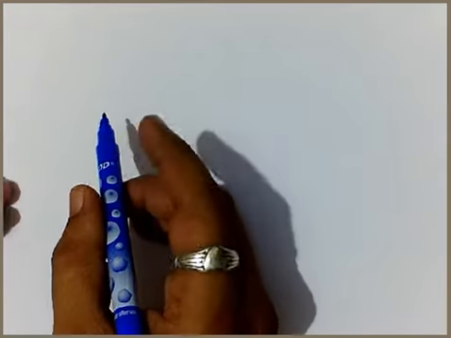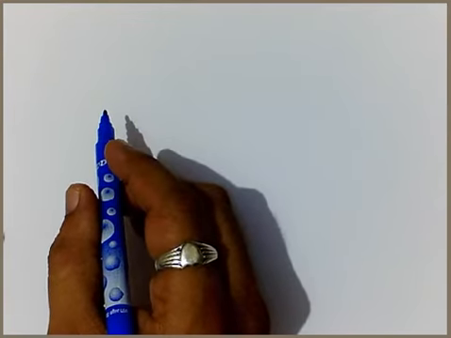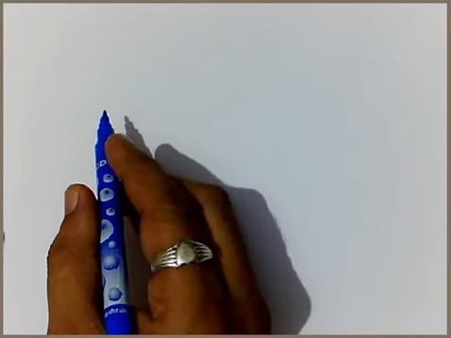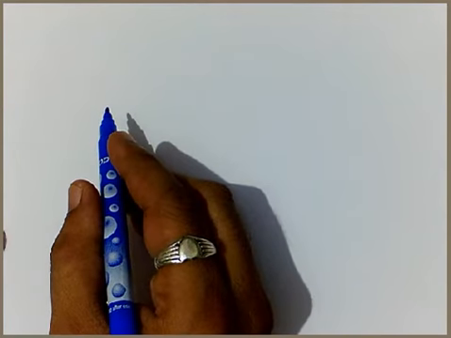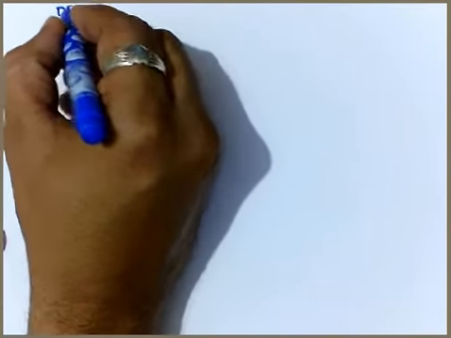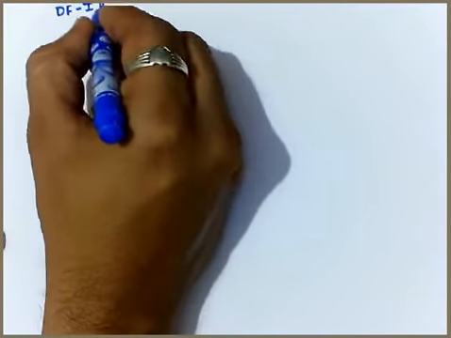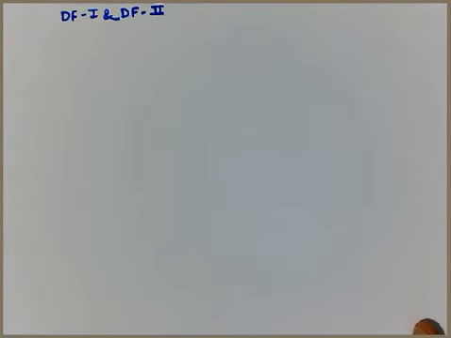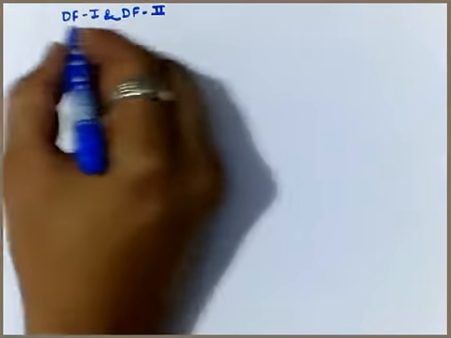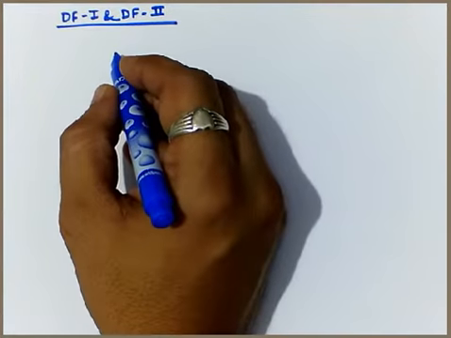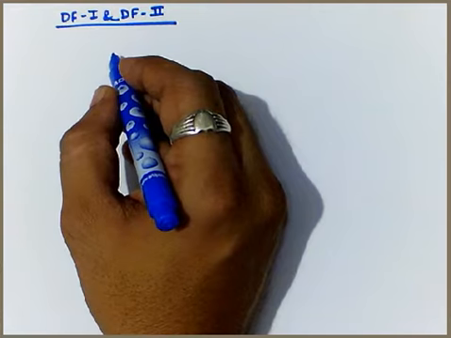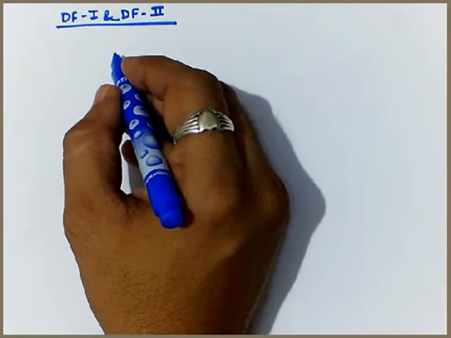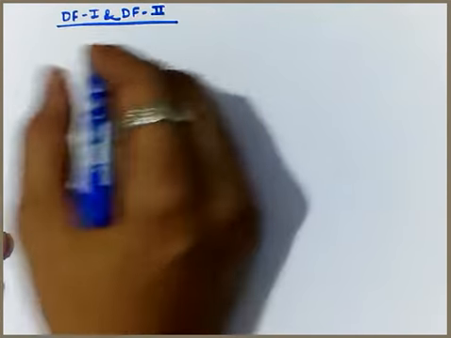Hello students, let's discuss the next part of the realization of the filter. In this part we are going to discuss direct form 1 and direct form 2, that is, DF1 and DF2. These two parts we are going to discuss, and we will write down the realization of the system described by one of the difference equations.